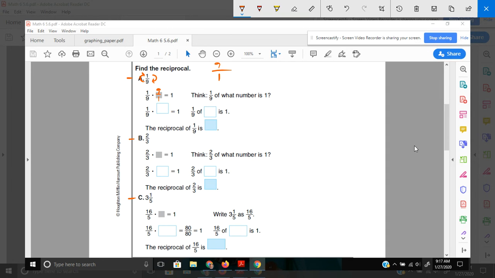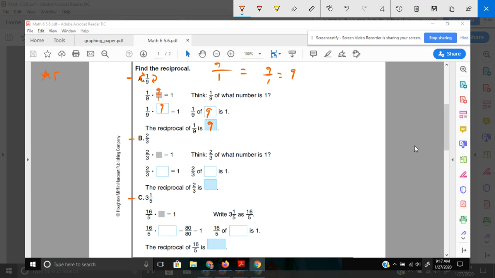1 times 9 is 9. 9 times 1 is 9. 9 divided by 9 is 1. All right? 1/9 of 9 is 1. Okay? So the reciprocal of 1/9 is 9 over 1, which is the same thing as 9. Remember, that just means 9 divided by 1, which is 9.